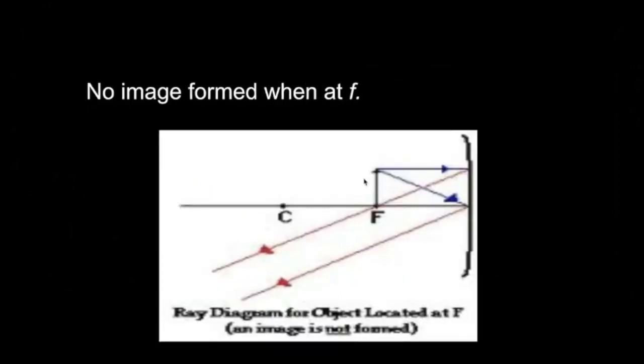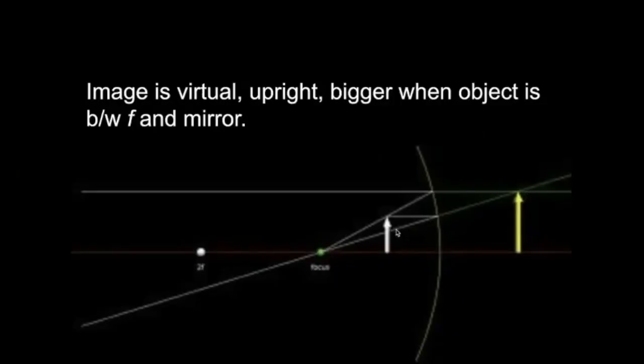Now, once I get that object to the focal point, all of the rays of light come off parallel. They're never going to converge, and they therefore never will make a real image. In fact, there won't even be a virtual image theoretically. So parallel lines, no images at F. And then when I bring that object inside the focal point, no real image will form.